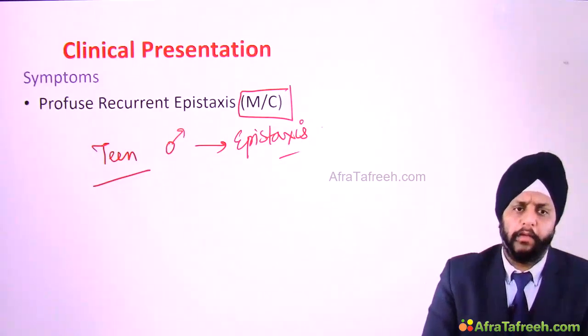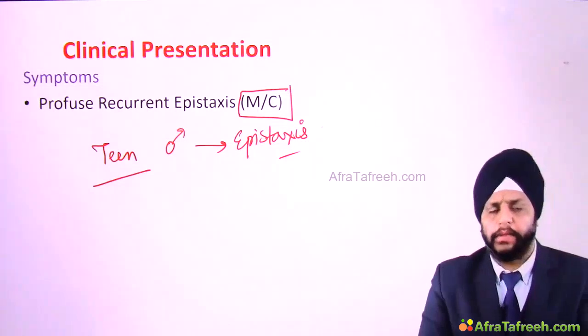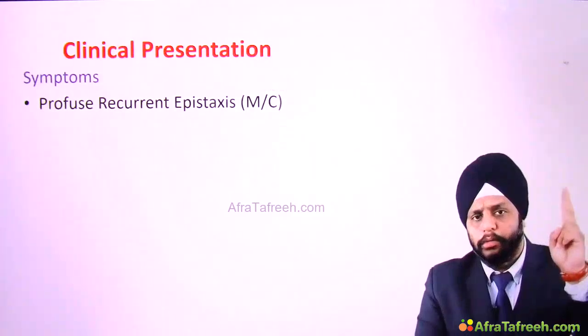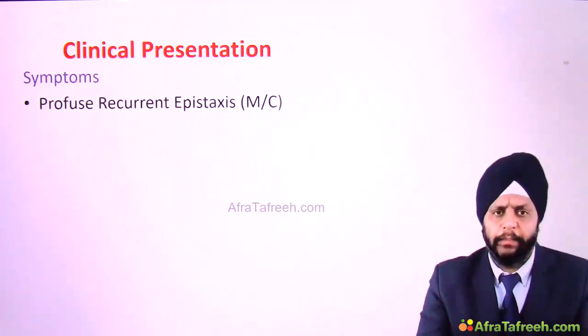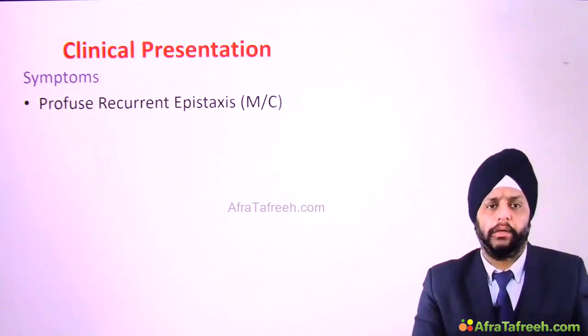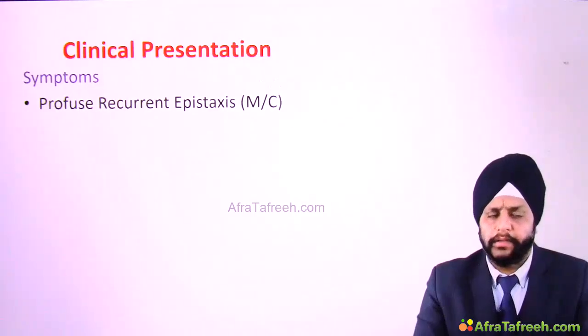Okay, so this patient will have profuse recurrent epistaxis. 3 reasons. Number 1, there is no true capsule. Number 2, there are multiple blood supplies. And number 3, there is no tunica media. Okay, right? Next, what else can be there?